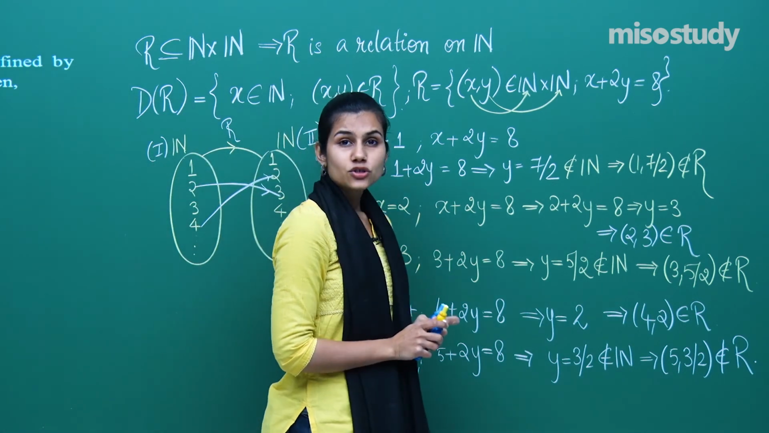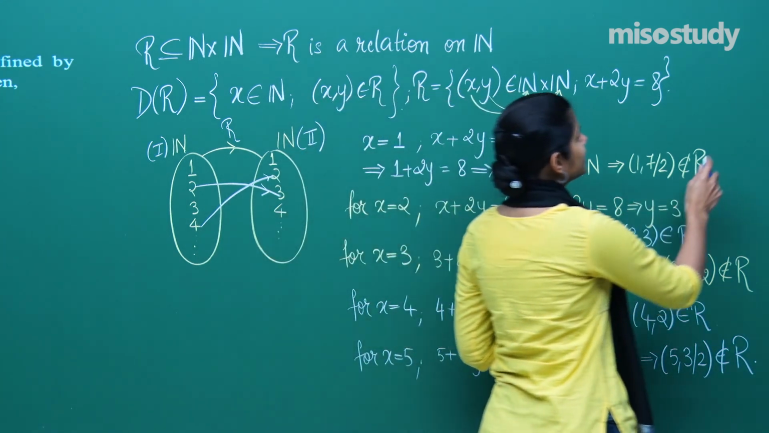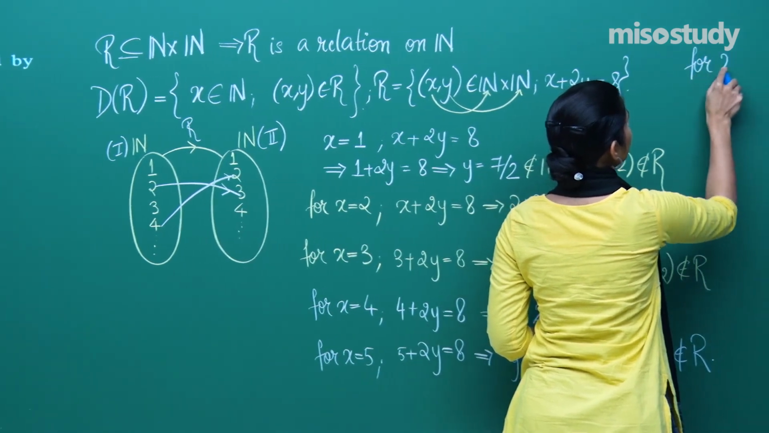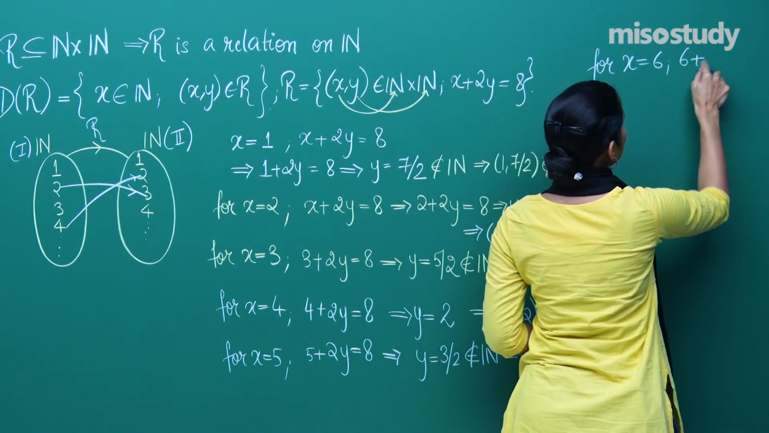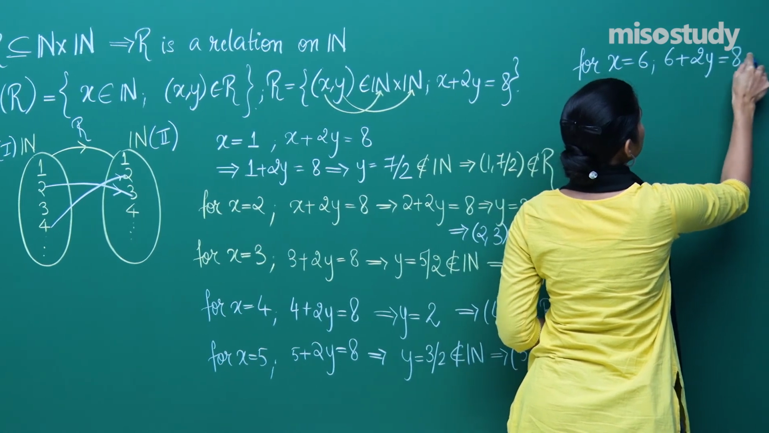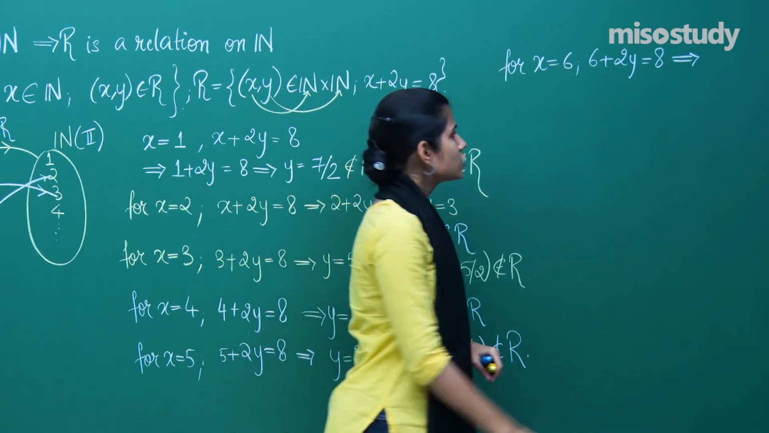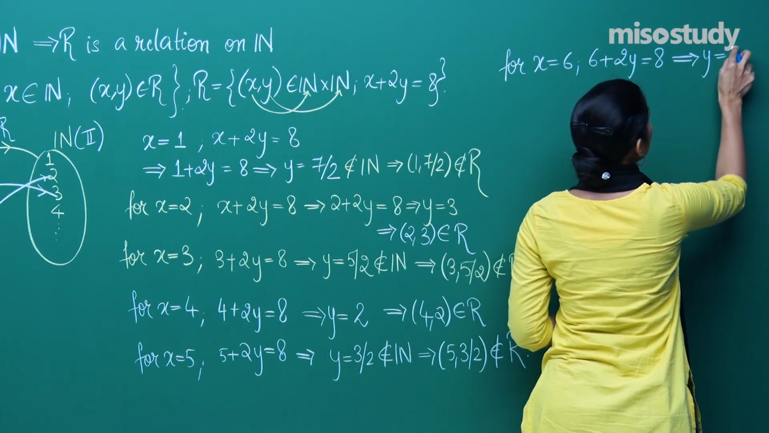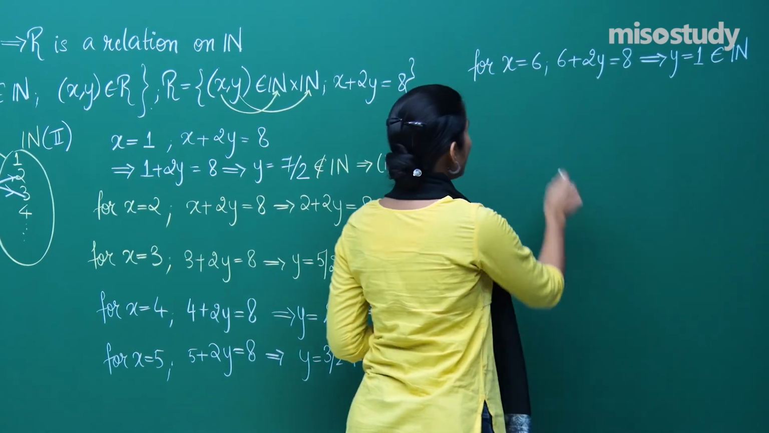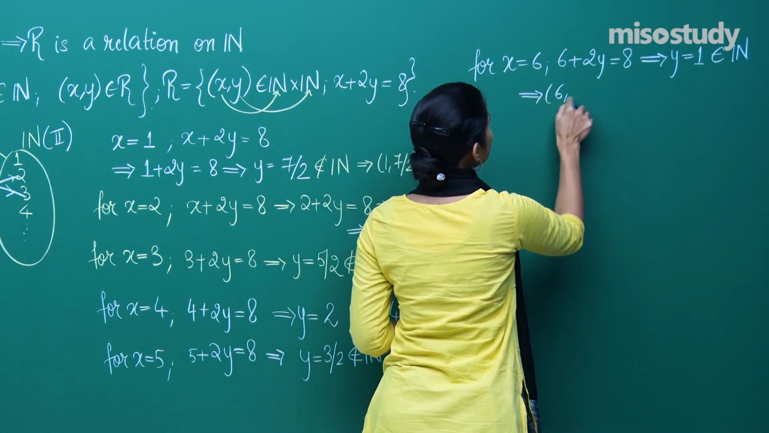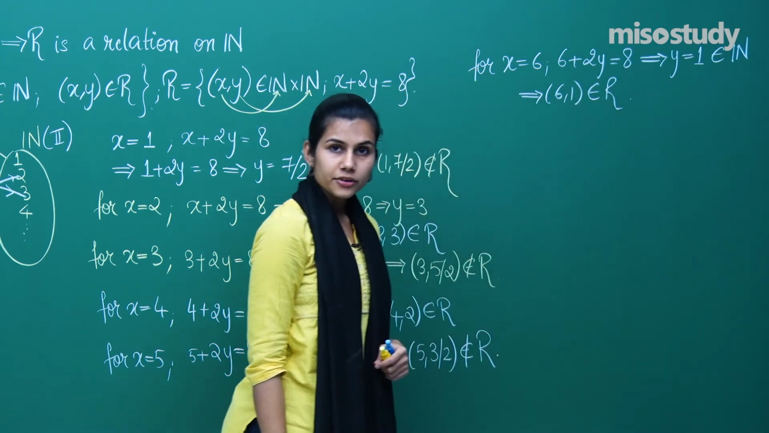Going to the last, or let's see if it is last or not, the member 6. For x equals 6, I want a y such that 6 plus 2y equals 8. Now 8 minus 6 is 2, so y comes out to be 1, which is very much inside the set of naturals, and this means 6 comma 1 is sitting inside the relation R.